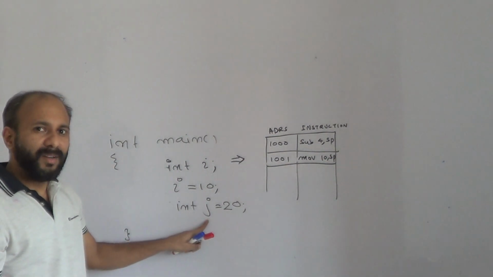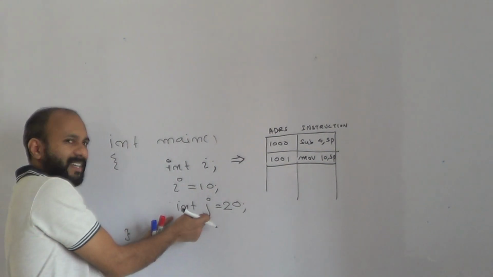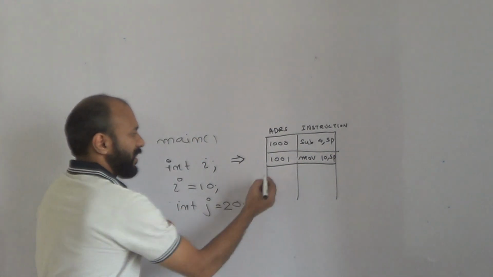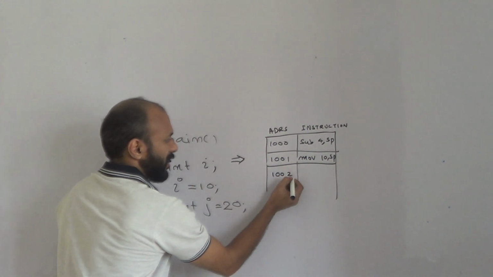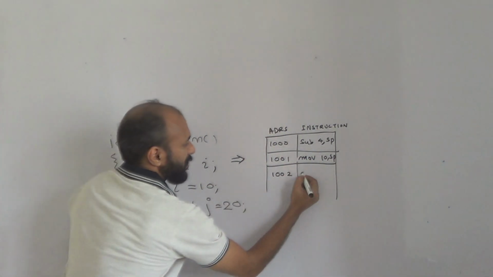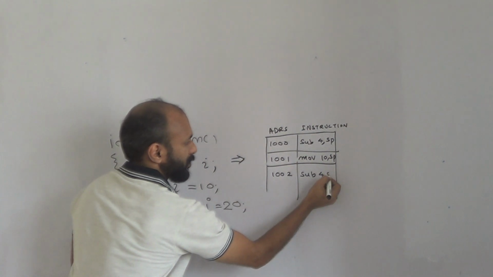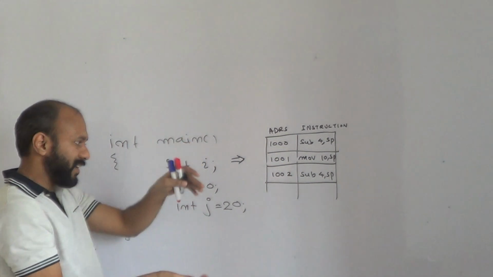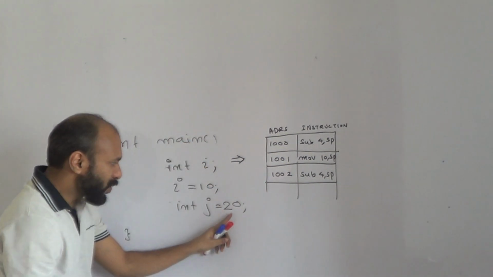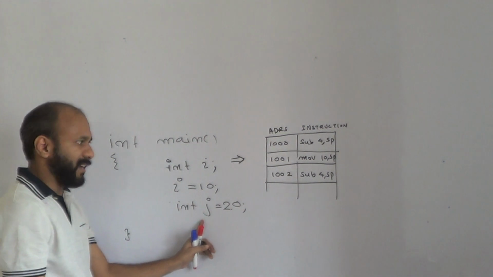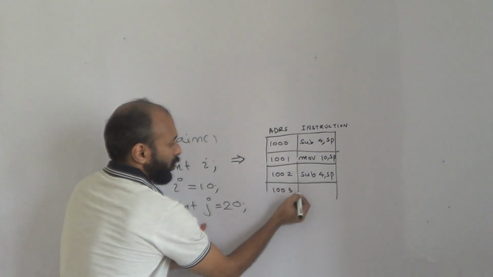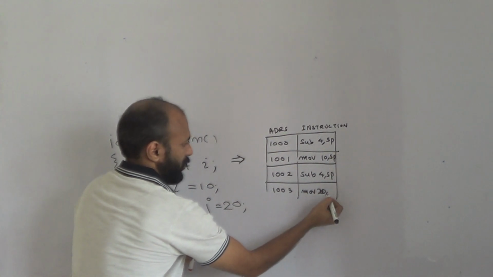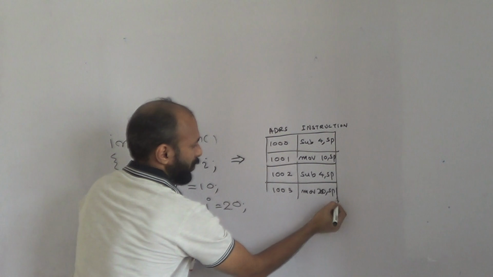Again I have one more memory allocation, that is int j. Again 4 more bytes we have to allocate for this j. Assume this is available at another address. Again subtract 4 from the new stack pointer. Now currently the stack pointer is pointing to some different location. Now assign this 20 to j. Again we have to do move 20 to where the stack pointer is pointing now.